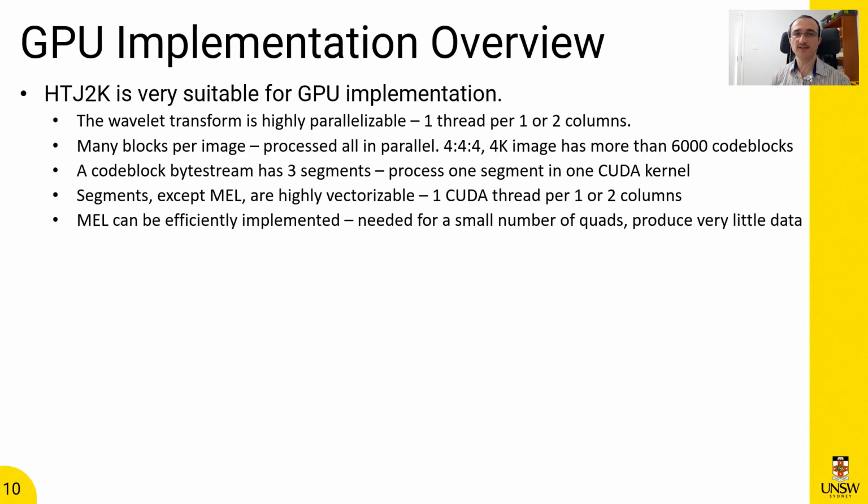High-throughput JPEG2000 is very suitable for GPU implementation. The Wavelet Transform is highly parallelizable. Additionally, there are thousands of code blocks per image that all can be processed in parallel. There are also 3 segments per code block, where we can process one segment in one CUDA kernel. Segments except MEL are highly parallelizable. We have one CUDA thread per 1 or 2 columns of samples or quads. MEL is only needed on a small number of quads.